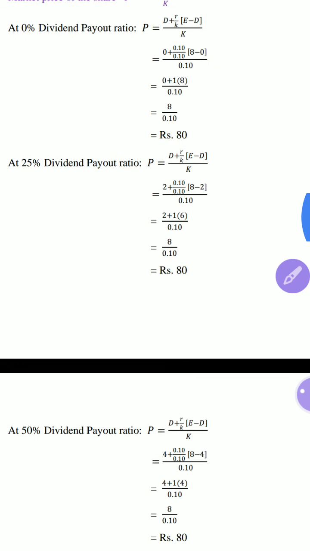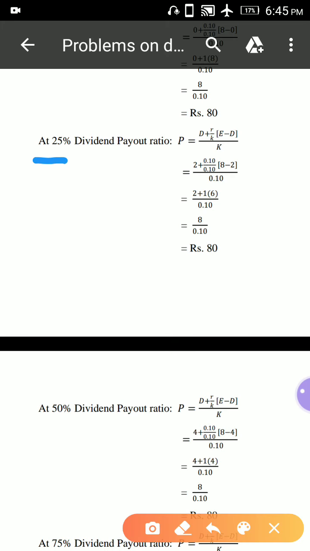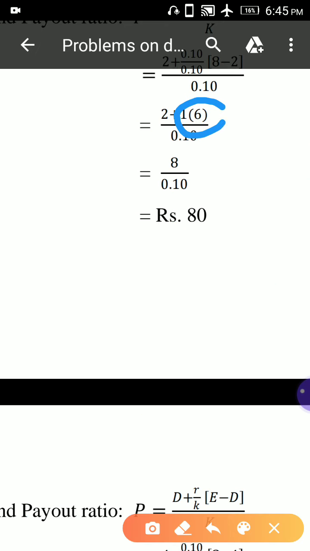Now at 25% dividend payout ratio, here the dividend will be 2 rupees. So 2 plus 0.10 divided by 0.10 into (8 minus 2) divided by 0.10, that is equal to 2 plus 1 into 6. First we have to make the calculation of 1 into 6, that is 6, plus 2 is 8. 8 divided by 0.10 is equal to 80.